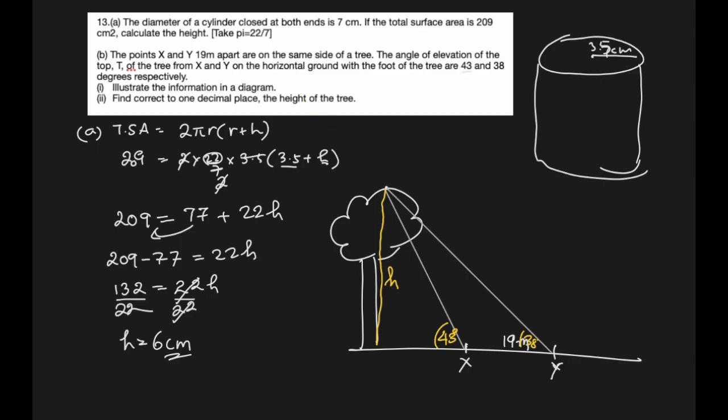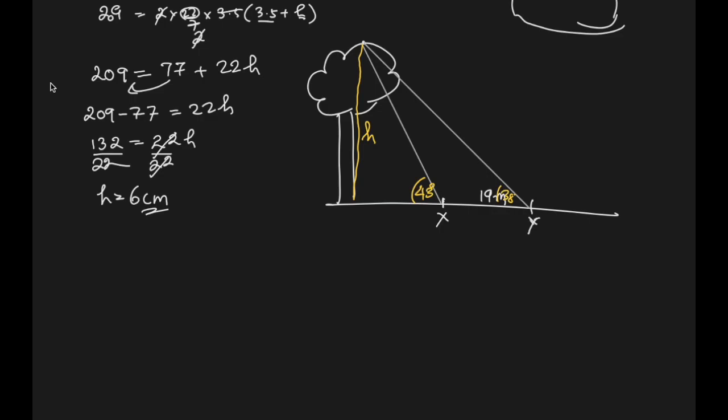So how can we find this? H and y. What will we get? A tan ratio, right? So tan 43 is equal to height divided by adjacent, which is y, right? Tan 38 will be same height divided by this distance from O to y, which is y plus 19.